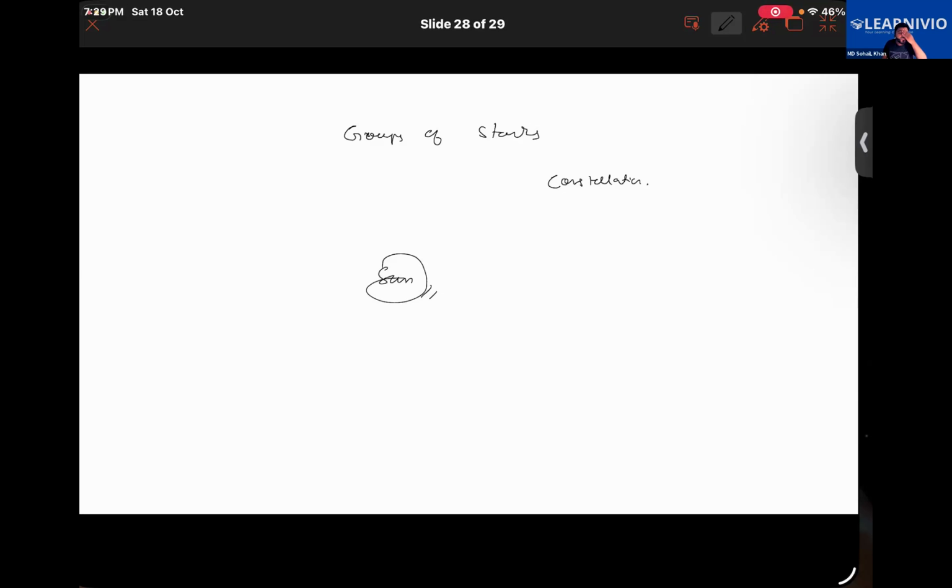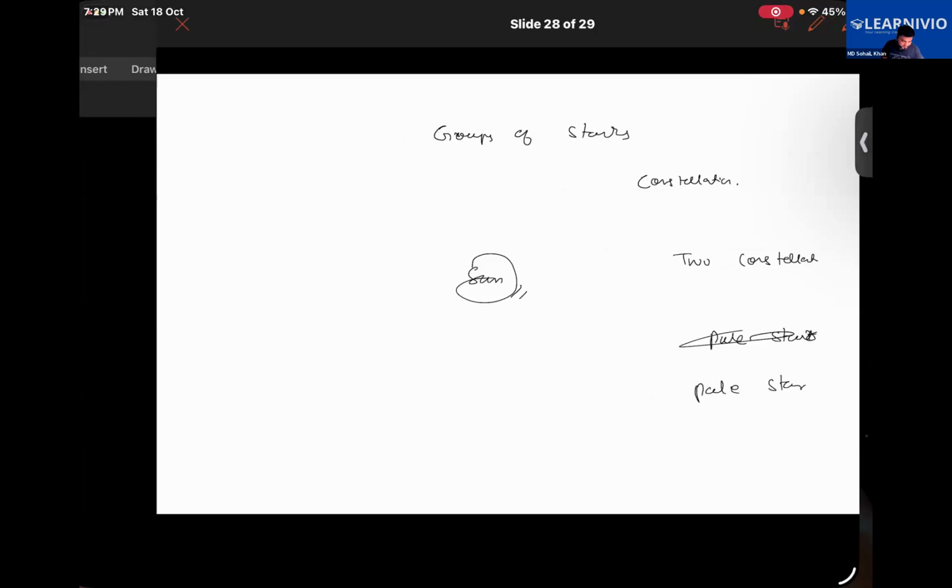Name two constellations. Big Dipper and Small Dipper. Good. So we have the Big Dipper and the Little Dipper. Pole star is part of which? Big Dipper or Little Dipper? Pole star is part of which constellation? This pole star is part of the Small Dipper. Very good.